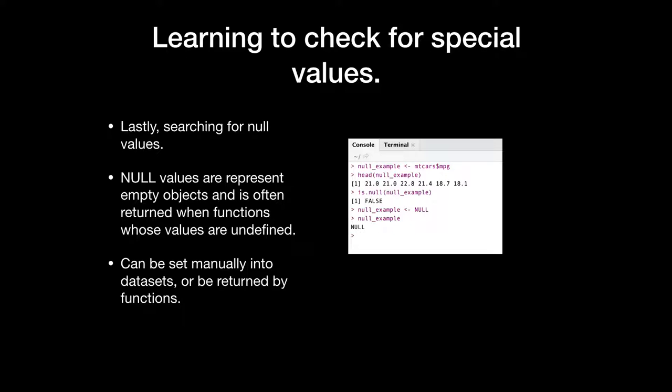But we can also change the values of an object by passing the value null onto that same object. So if we pass null onto null example and we print null example, it's going to be null. It just changed the entire object.